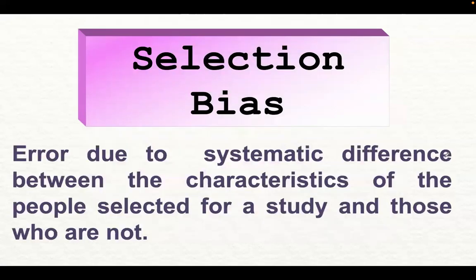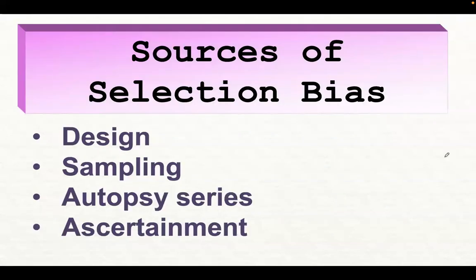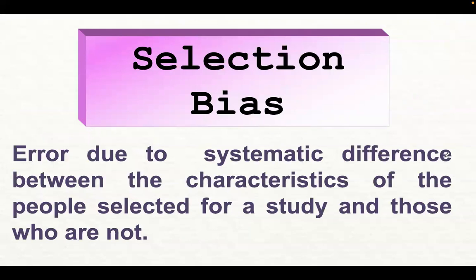Next, for selection bias. Let's start with selection bias. Selection bias is an error due to systematic difference between the characteristics of the people selected for a study and those who are not. Again, it is very straightforward, our description.